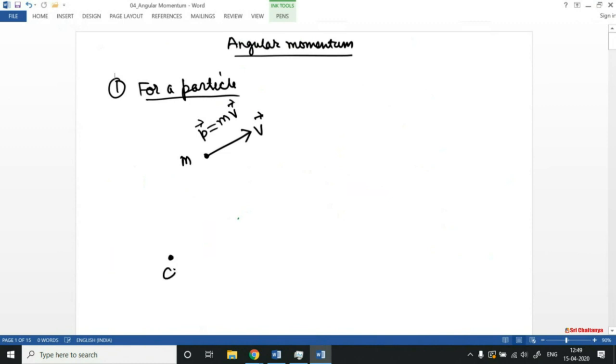So let's say this is the origin, and we want to define the angular momentum of this particle with respect to the origin. In that case, we have to find out what is the position vector of this particle m with respect to the origin. So let's say that is r. In that case, the angular momentum L, which is a vector quantity, would be defined as r cross p, the cross product of the position vector and the linear momentum vector. So that can also be written as m into r cross v.